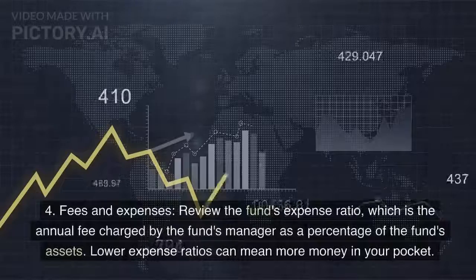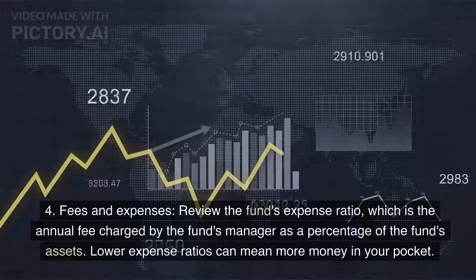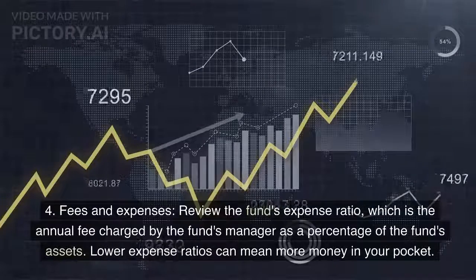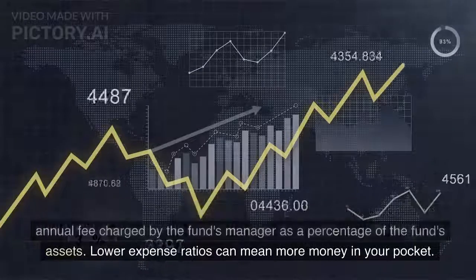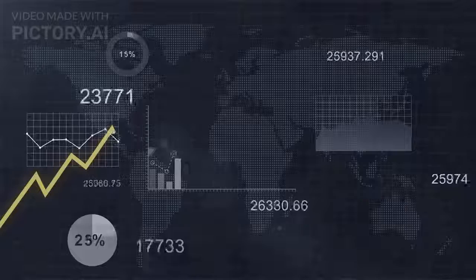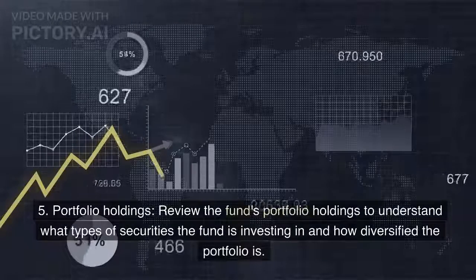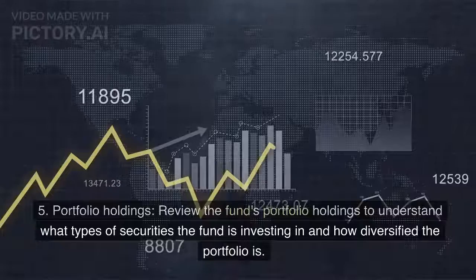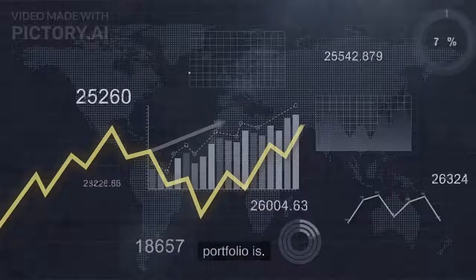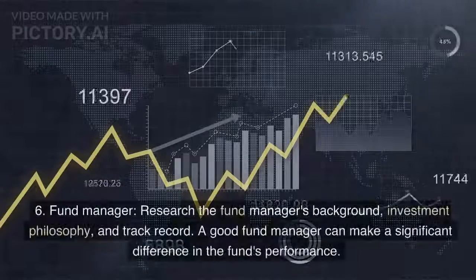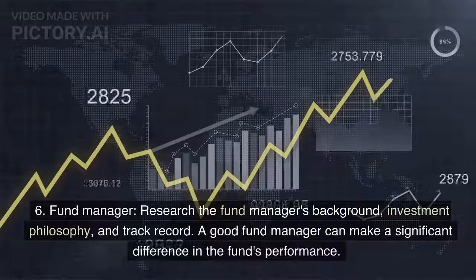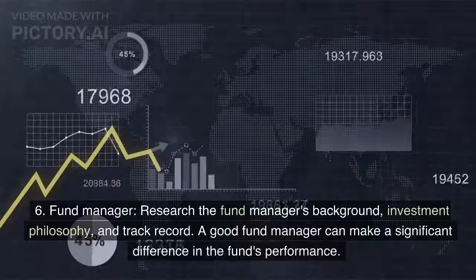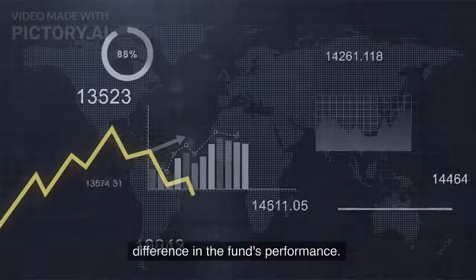4. Fees and expenses. Review the fund's expense ratio, which is the annual fee charged by the fund's manager as a percentage of the fund's assets. Lower expense ratios can mean more money in your pocket. 5. Portfolio holdings. Review the fund's portfolio holdings to understand what types of securities the fund is investing in and how diversified the portfolio is. 6. Fund manager. Research the fund manager's background, investment philosophy, and track record. A good fund manager can make a significant difference in the fund's performance.